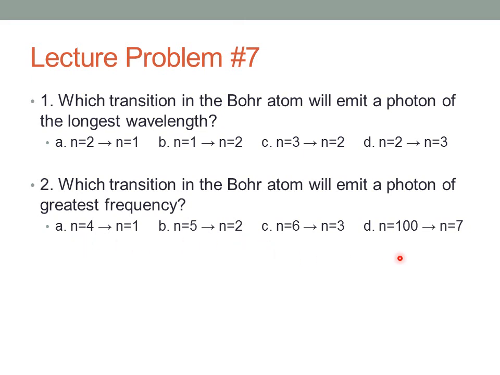The confusion might come from this last one. Is 100 to 7, is that energy gap bigger than 4 to 1? Well, the answer to that is simply no, it's not. If we haven't shown it yet, we will show it in class eventually. We'll try to draw this energy diagram to scale so we can see why 4 to 1 would be a bigger gap than 100 to 7. So the answer to number 2 is actually A. It is 4 to 1, and that would be the greatest frequency being emitted.